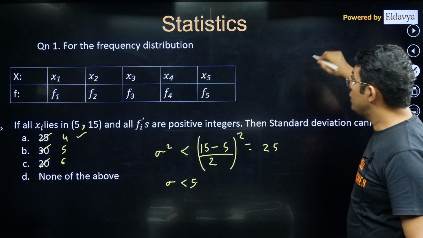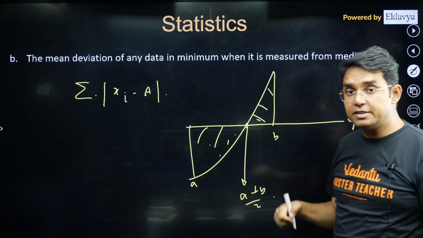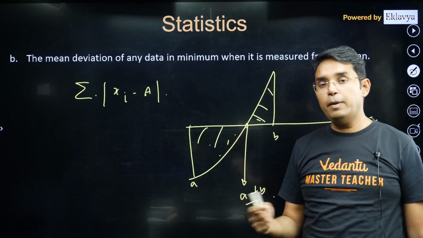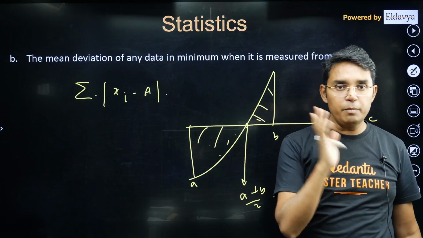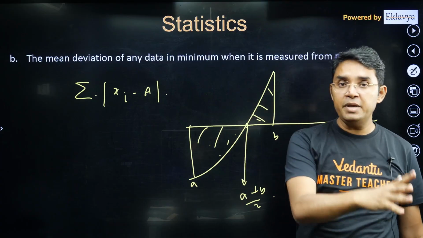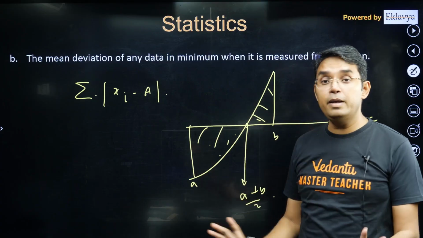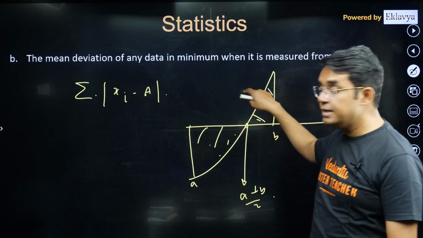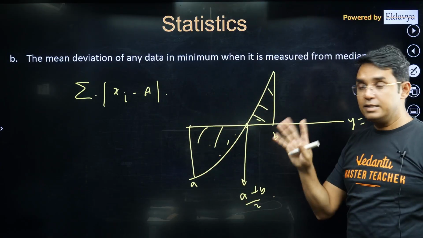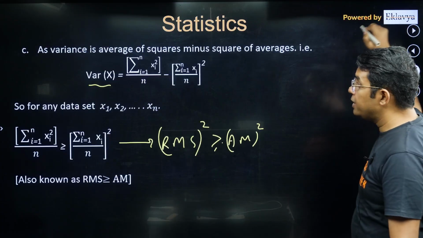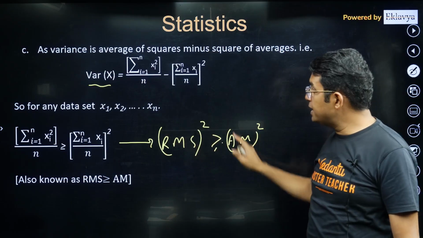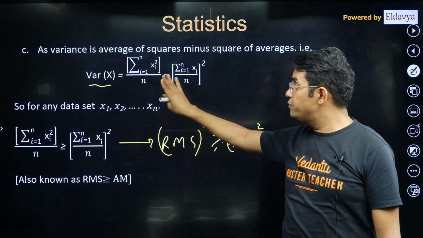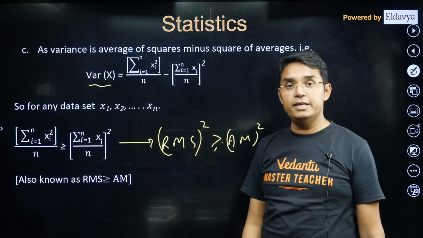Then I told you that mean deviation, if it is found about median, it will be minimum. If you take about mean or any other value, it will be more than what it is about median. So this is one very important thing, you have to remember it. See, RMS square is greater than AM square. That comes by the definition of variance or by the formula of variance, you can say.